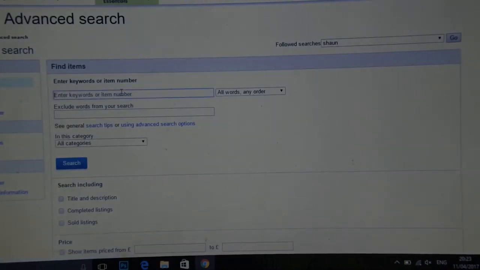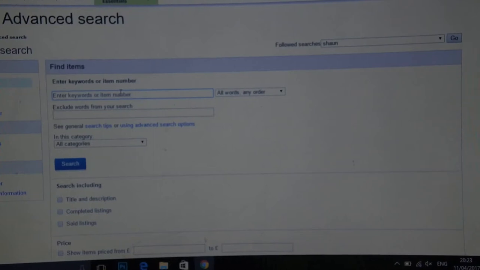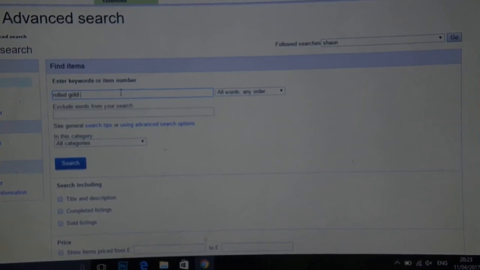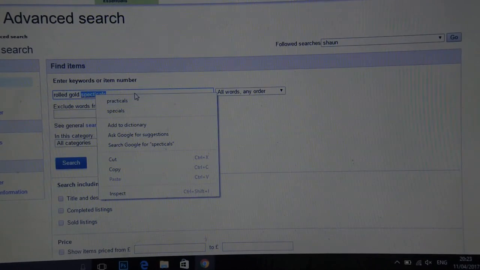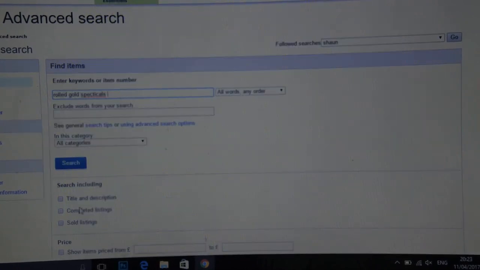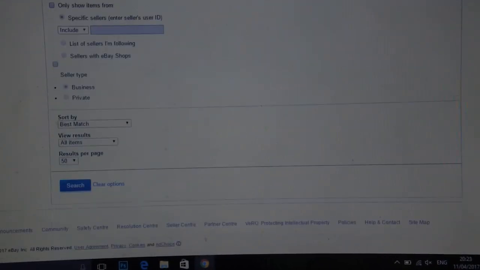Now, I'm going to run a search out of curiosity. Rolled gold spectacles, or... spelled wrong. Is it eBay spell check? No. Spectacles. Well, we'll have a look. I'm going to go completed, unsold. I can't go complete. I'm going to go to sold then. Sold listings, if there's any on there. And I'm going to go highest price, because I want to see what the highest price people have achieved. And we'll see if I've spelled it wrong.